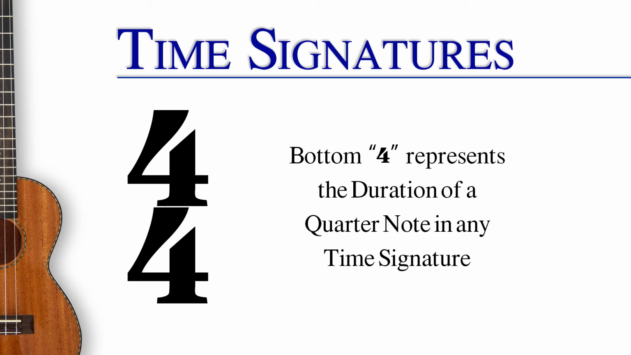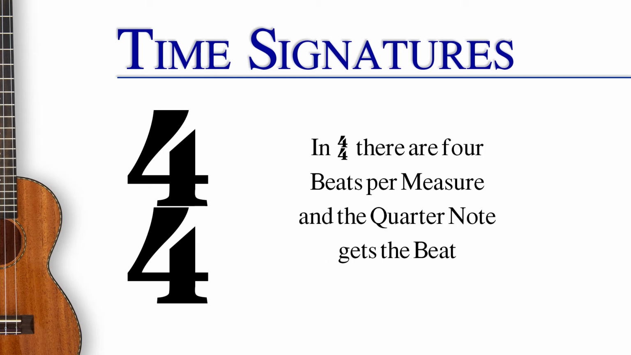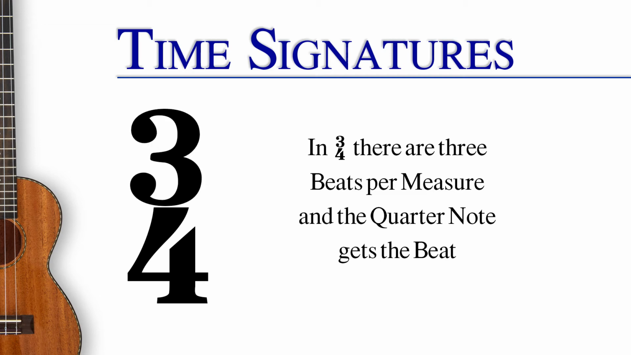So if the top number tells us how many, and the bottom number tells us of what, then in 4/4, there are 4 beats per measure, and the quarter note gets the beat. Likewise, in 3/4 time, there are only 3 beats in a measure, but the quarter note still gets the beat. 4/4 has 4 quarter note beats and 3/4 has 3 quarter note beats. You'll get more practice with this in later lessons, so for now just remember what the numbers represent, and it'll click much easier when you start putting it into practice.